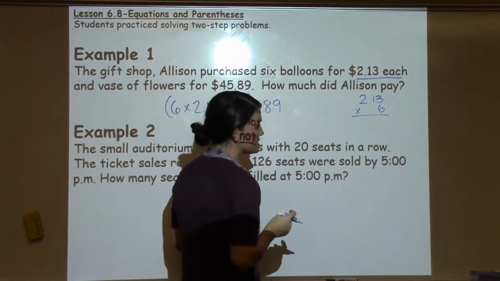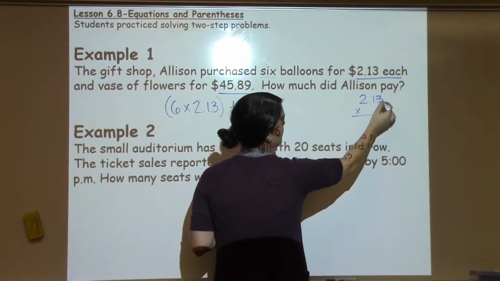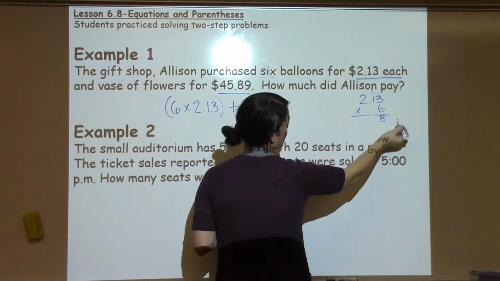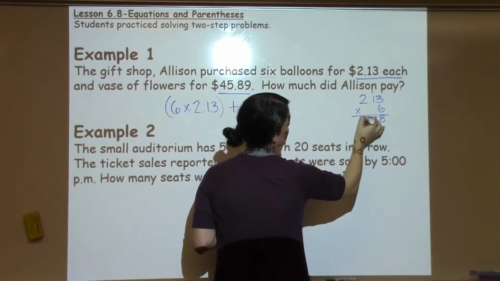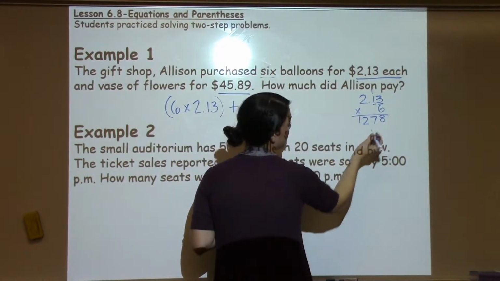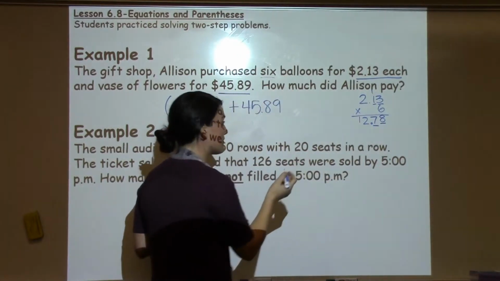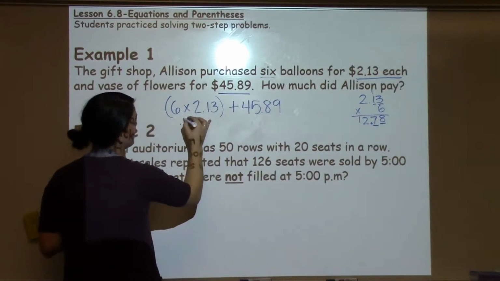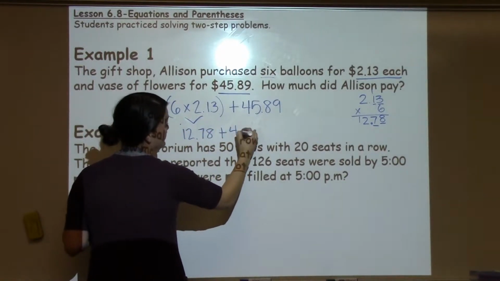Remember, when we're working with multiplying decimals, we just ignore the decimal and multiply like we normally would. 6 times 3 is 18. I carry my 1. 6 times 1 is 6, plus 1 is 7. 6 times 2 is 12. I've got two numbers behind the decimal in my problem, so I need two numbers behind the decimal in my answer for a final answer of $12.78.